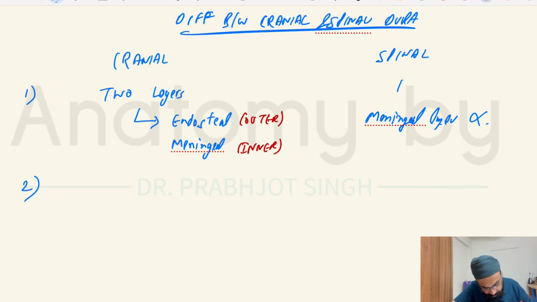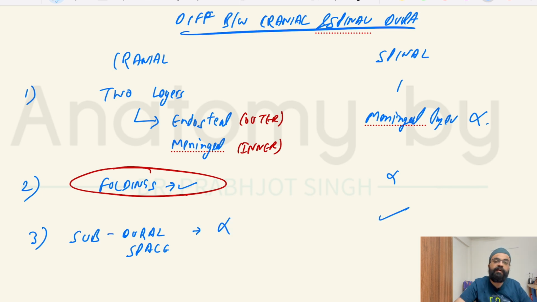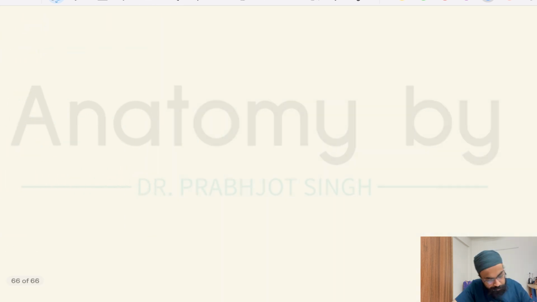First. Second is foldings. Foldings are present and absent. Foldings मतलब आपकी जैसे कि falx cerebri, falx cerebelli, tentorium cerebri. All these things are the foldings. So these are present in cranial dura, absent over here. Now the third point, subdural space. It is absent in cranial and present in spinal dura. So these are the three differences between the cranial dura and the spinal dura. Now next.